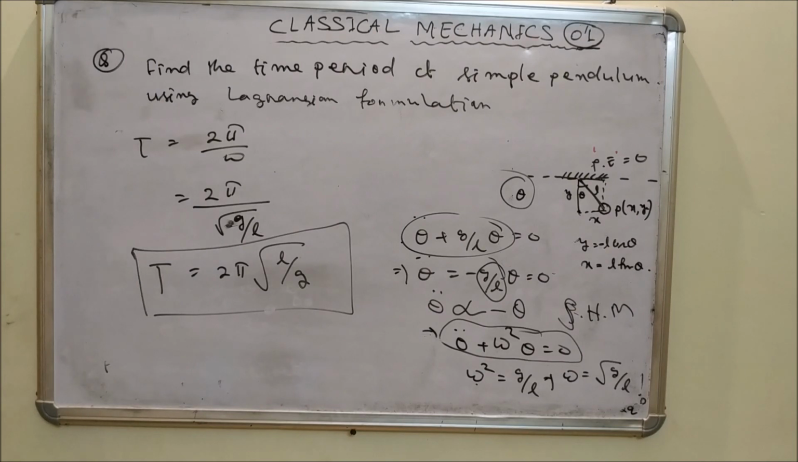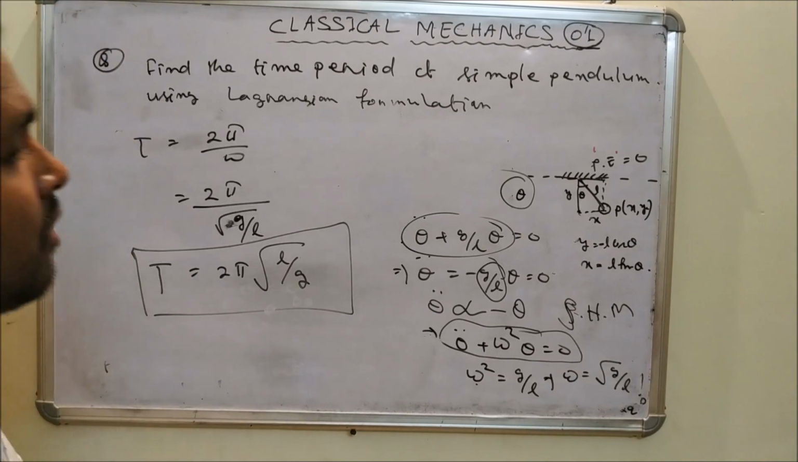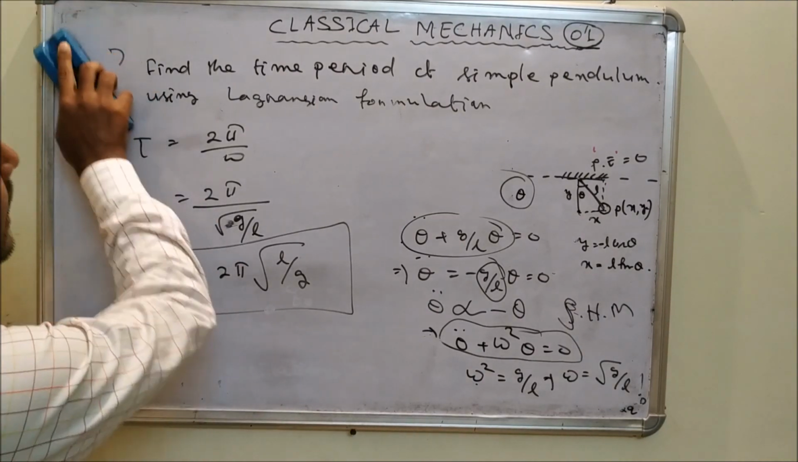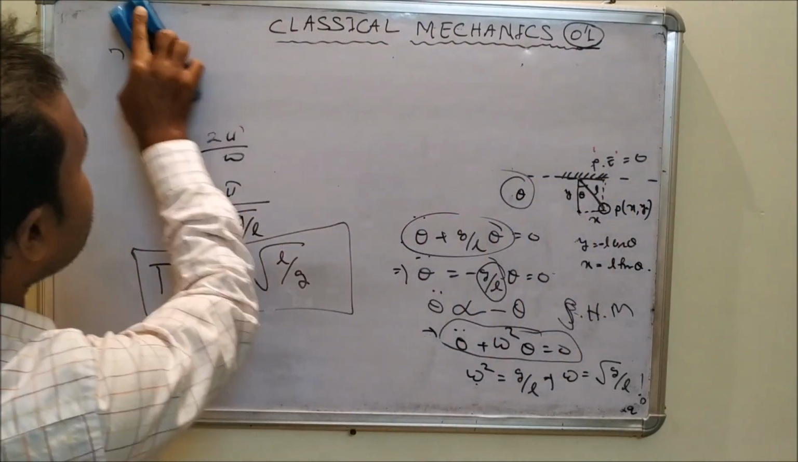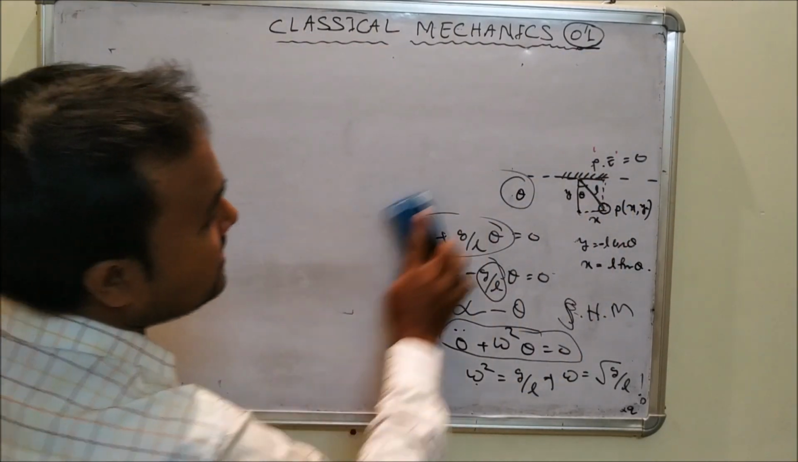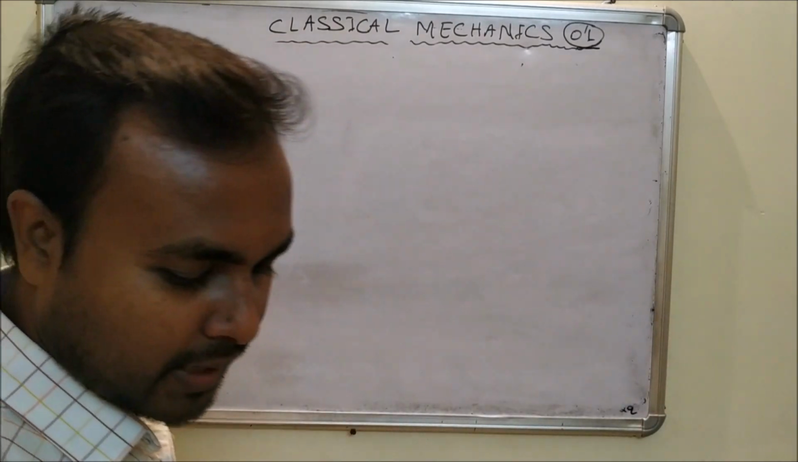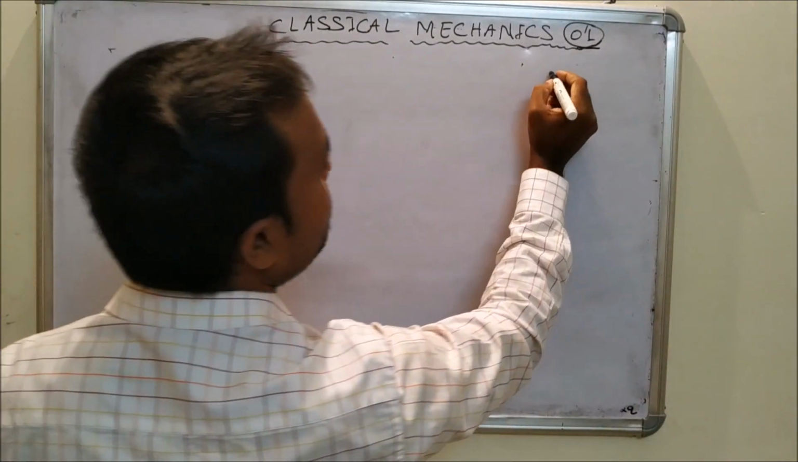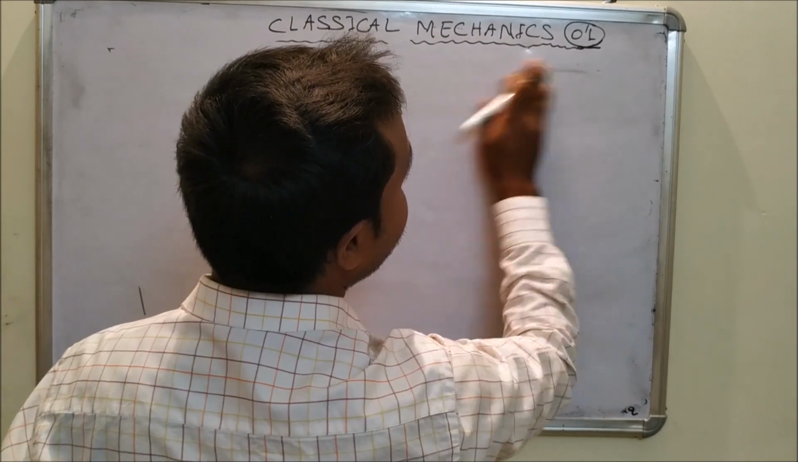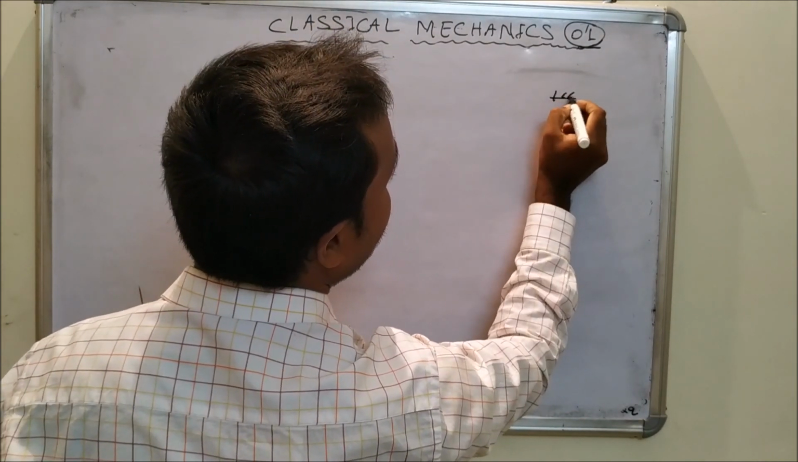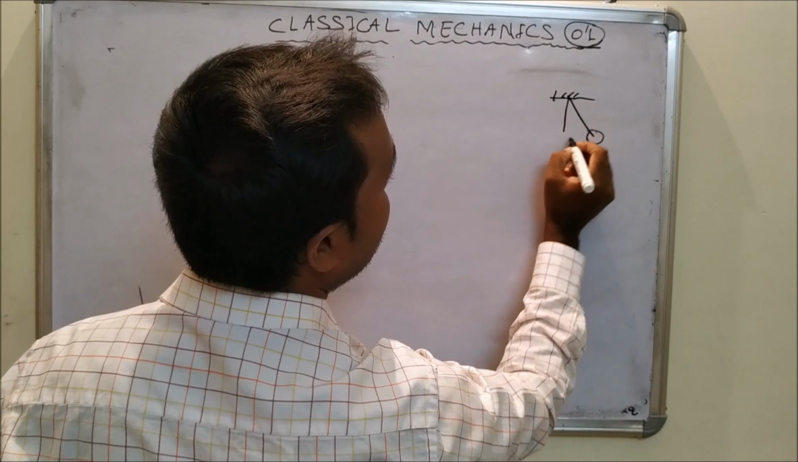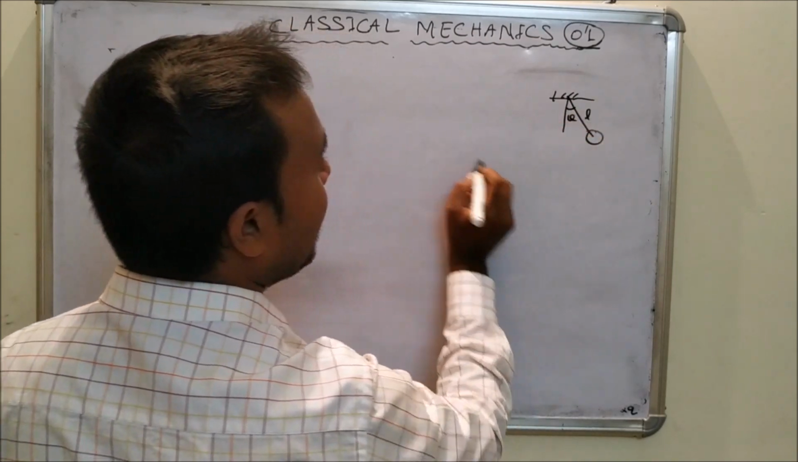So once we understand the problem, our main aim will be what type of question can be asked in the CSIR examination. That will be like this. Remember, okay, so we got that pendulum here, like this, θ, L. And what is the time period?